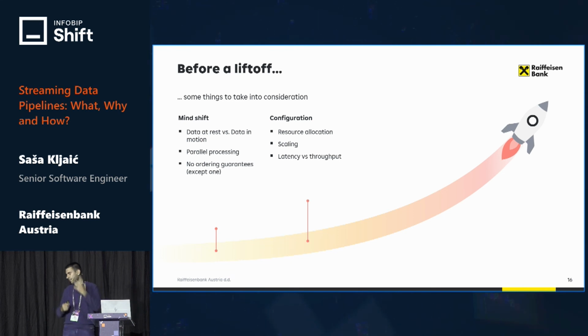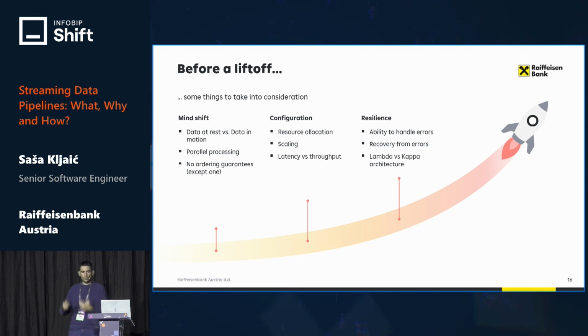You need to think about the number of events you are receiving per second, and that this number will not be constant, but it will vary over time. You need to think about latency versus throughput, because it will be very hard to achieve both of them, to achieve low latency and high throughput. So you will probably have to sacrifice one of them.